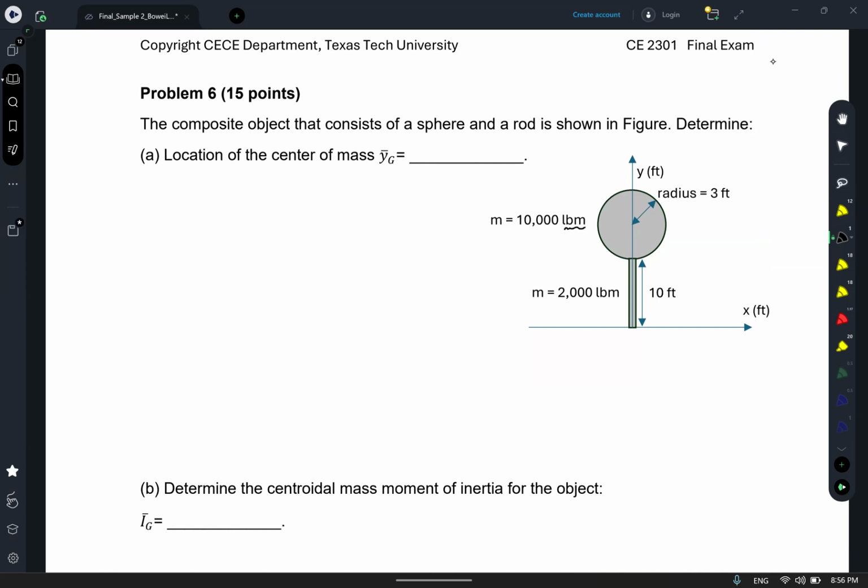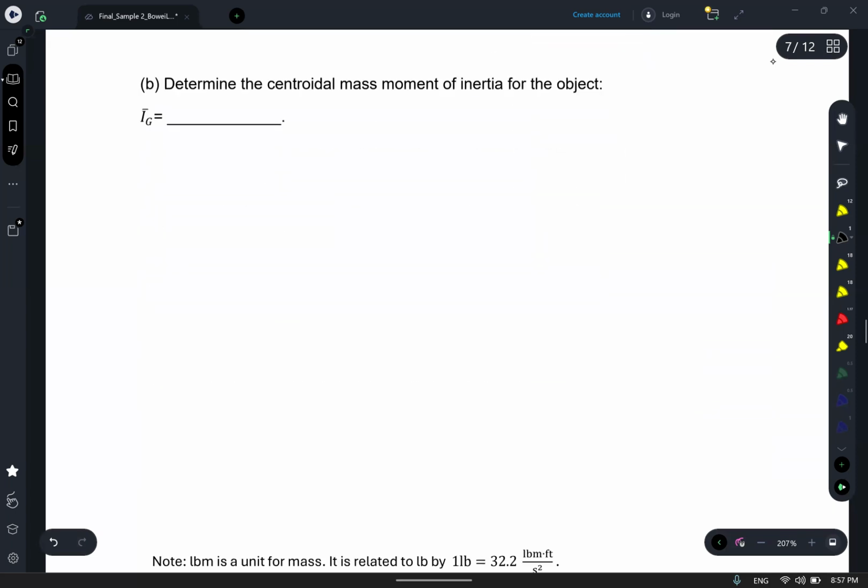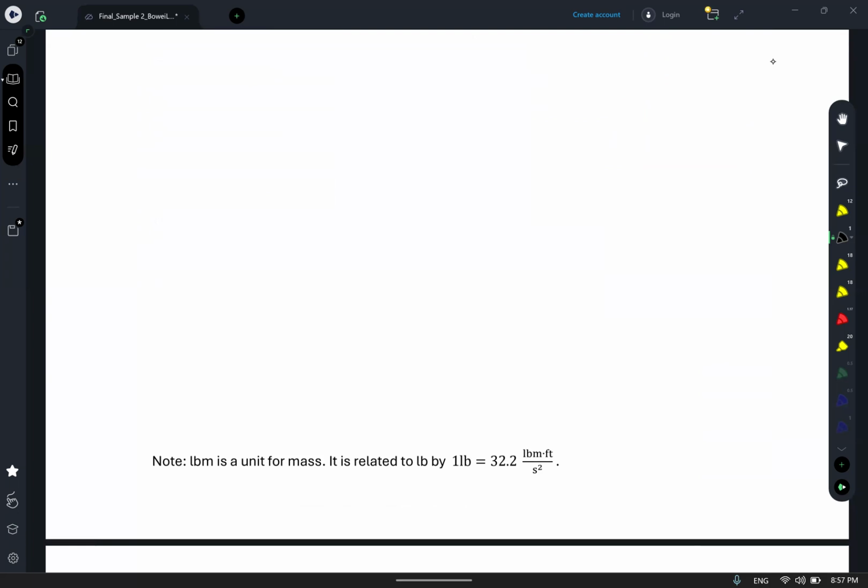It may be a little confusing here because we sometimes see that pound is actually a unit for force, but here it is a pound for mass. To differentiate that from pound for force, we have m here, meaning that it is a pound for mass. So how is it related to pound for force? We have 1 pound for force equal to 32.2 pound for mass times feet divided by square second.